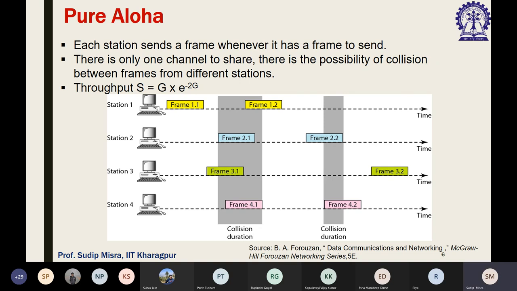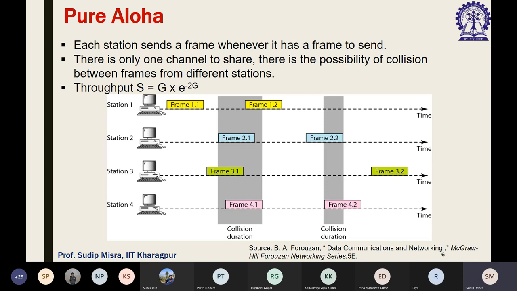So you need to wait. Every station has to wait for a certain random duration of time, and because it is random, the chance of collision is going to be minimized. This random duration of time that every station waits is called the back-off time. So every station, on not receiving the acknowledgement for the frame that was sent out, after the timeout interval, is going to wait for the back-off duration of time, which is going to be different for every station.